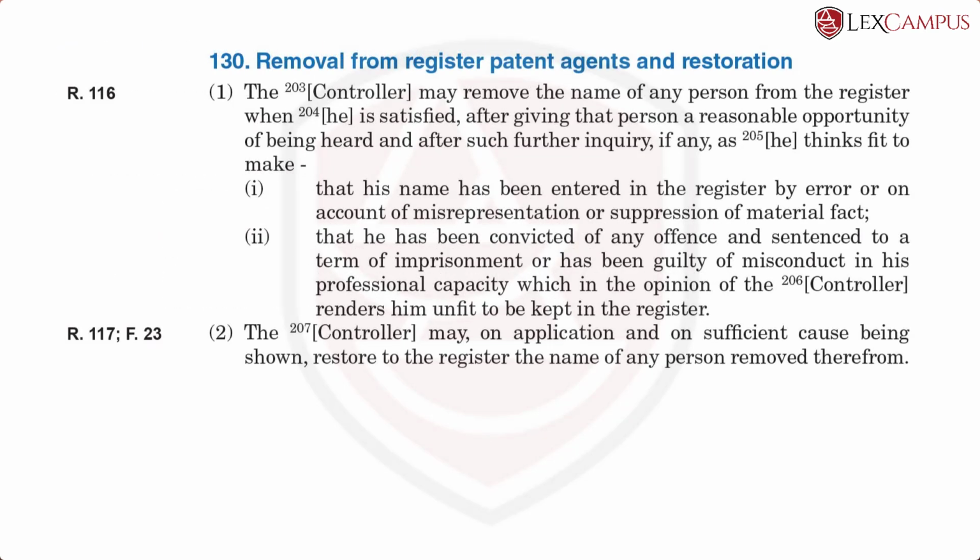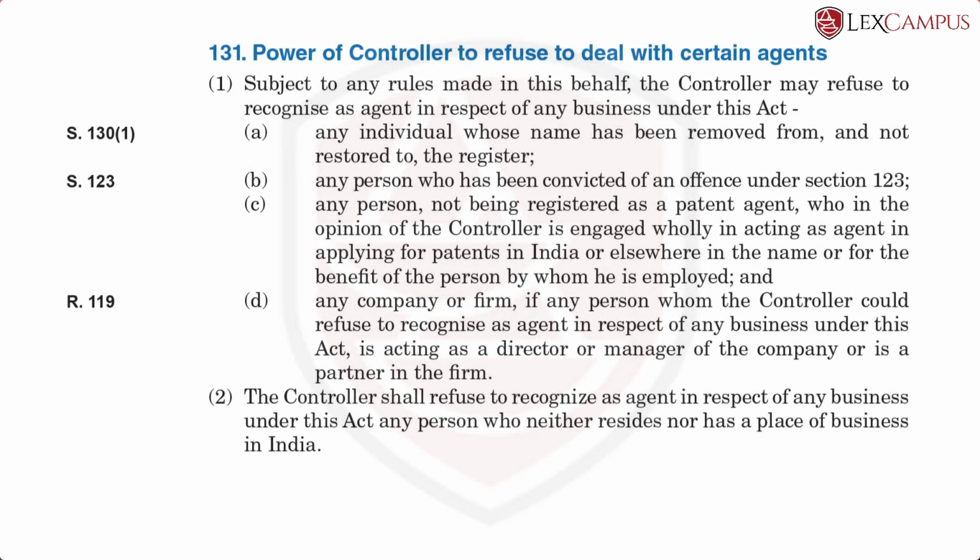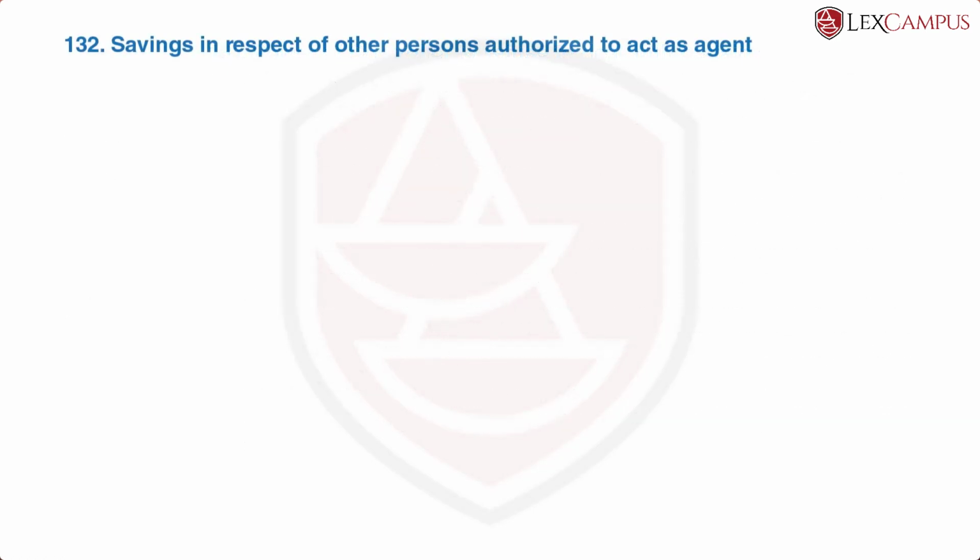Now, they can be removed from the register, and if their name is removed, they can be restored too. Now, the provision is given, 130 deals with the details of how that can be done, and the power of the controller to refuse. The controller also has a power to refuse to deal with certain persons as patent agents. The details are given, and 132 deals with the saving provision.